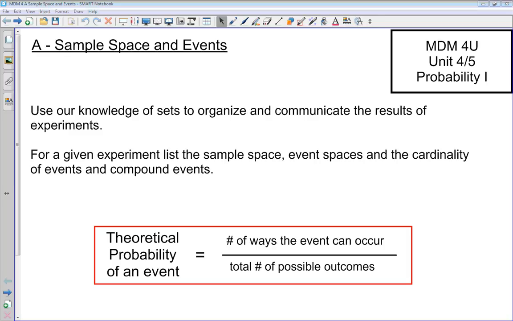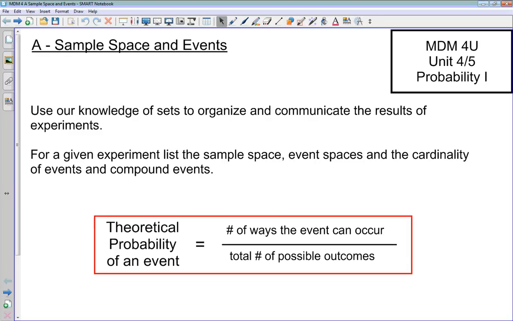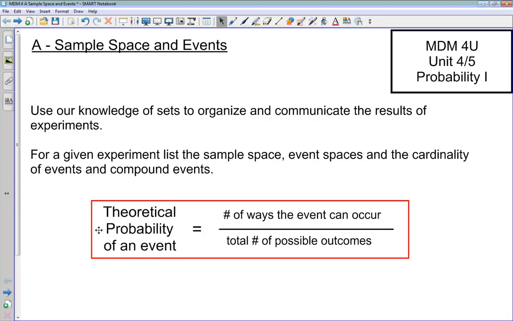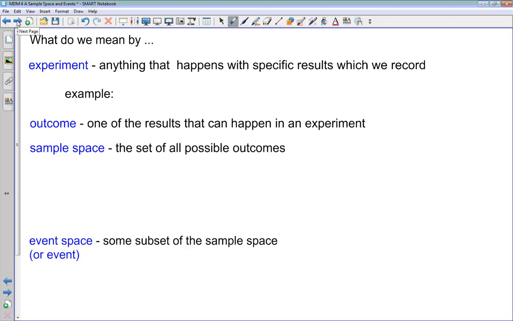Where we are going is we are going to try to calculate the probability of events. And one of the things that we need to calculate if we are going to talk about the probability of an event is the number of ways that an event can occur. So this is where all of the stuff we did on permutations and combinations and organized counting is going to get applied to calculate probabilities. But first, let's just figure out what all of these terms mean about sample spaces and event spaces.